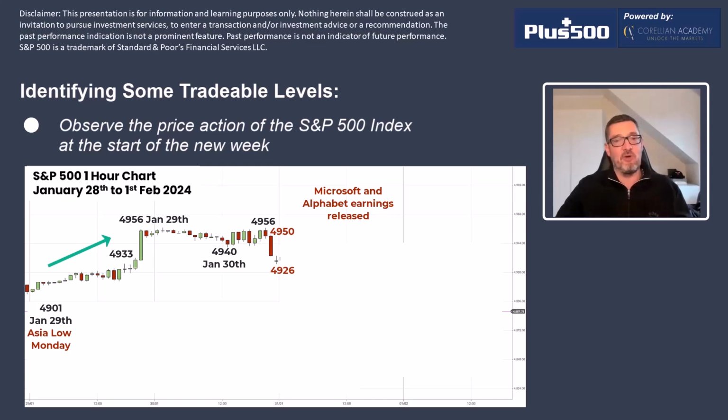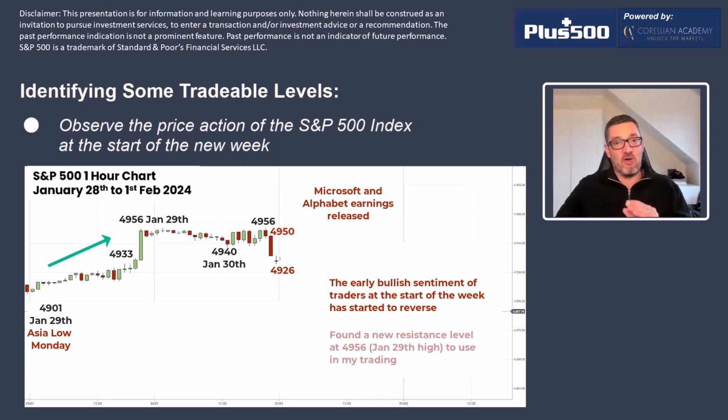I now have identified 2 key things. The first is that the bullish sentiment of traders at the start of the week has started to reverse after the earnings of Microsoft and Alphabet. The second is that I have now found a new resistance level at 4,956, a level that stopped buying on a previous occasion and a level I hope will hold further buying on any other moves higher. If I expect the market to push lower as traders are disappointed by what they hear from the Fed about early rate cuts, this could be a good potential sell opportunity with a defined level above which I know I am wrong and will be happy to exit the trade.